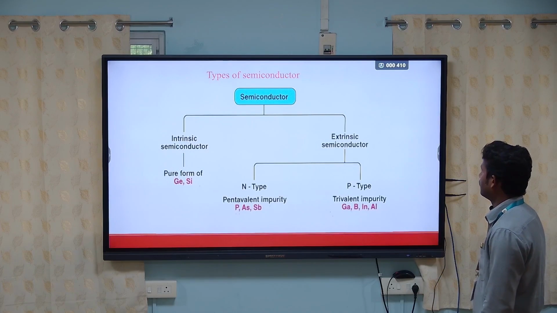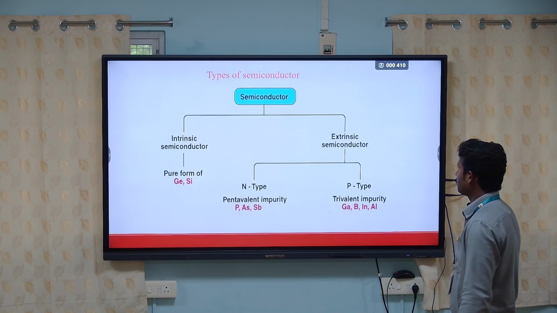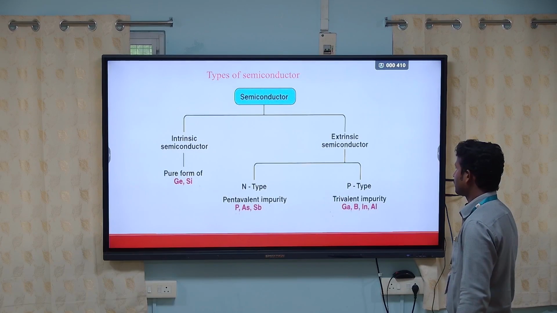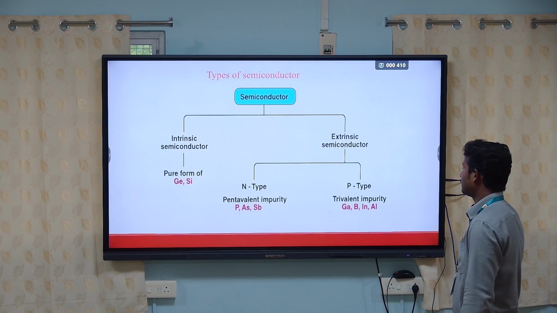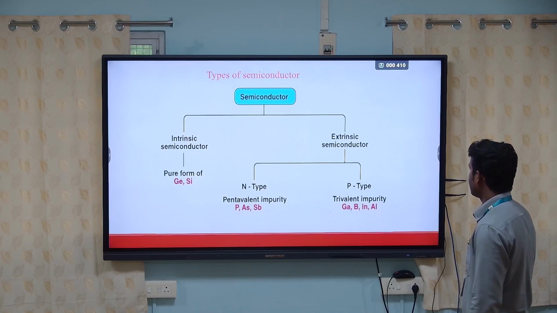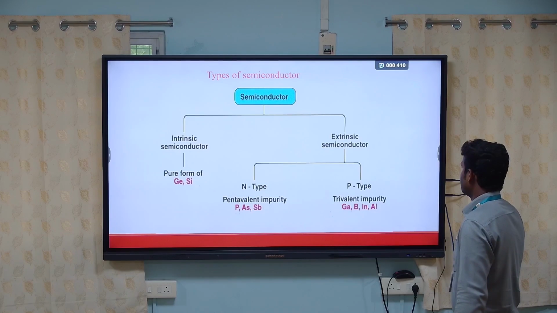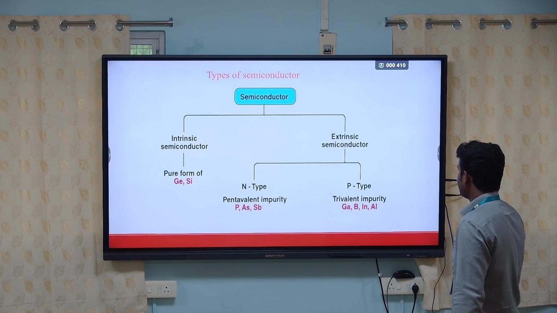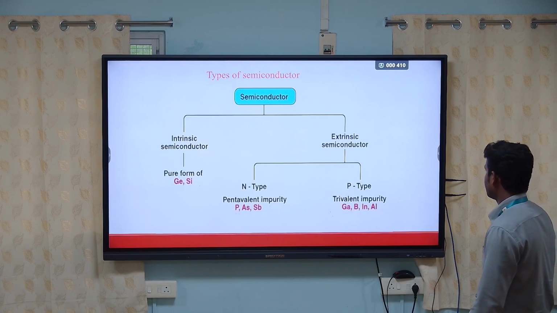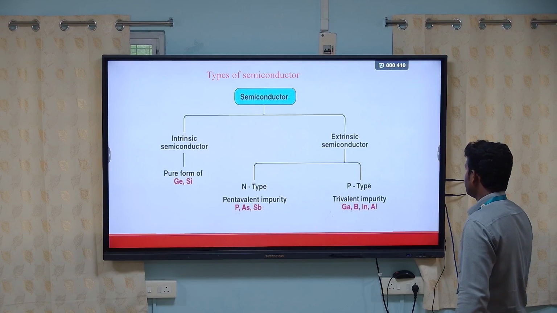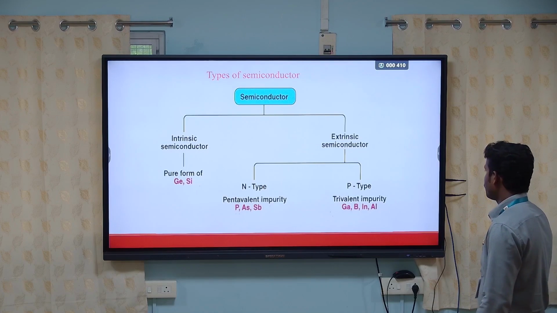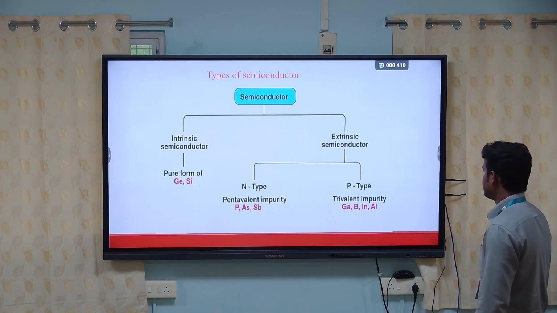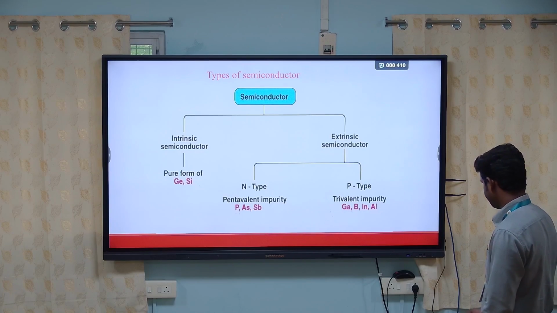Types of semiconductor. Semiconductors are classified into two categories. One is intrinsic semiconductor, another one is extrinsic semiconductor. Intrinsic semiconductors are in pure form. There are no other impurity atoms. On the other hand, we have extrinsic semiconductor. To enhance the conductivity of the intrinsic semiconductor, we add some impurity to it. The adding of impurity is called doping. Depending upon the doping, we have two types of extrinsic semiconductor, N-type and P-type semiconductor.